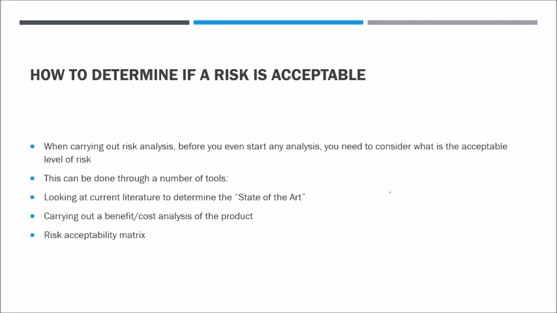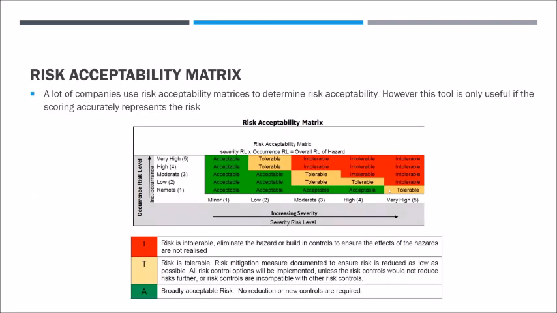So here's a risk acceptability matrix, and a lot of companies use these risk acceptability matrices to determine risk acceptability, of course. However, this tool is only useful if scoring accurately represents risk. So you can see here on the left-hand axis, we've got 1, 2, 3, 4, 5. And then on the bottom axis, we've got the severity, again, 1, 2, 3, 4, 5. Now here, it's not defined what is meant by 4.